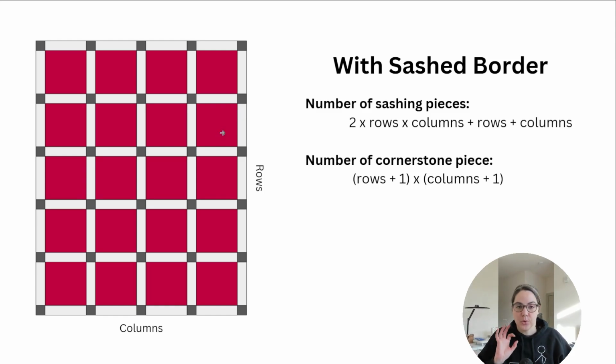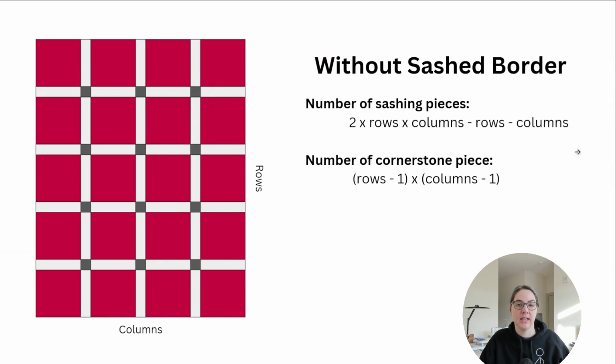Easy. Let's talk about those cornerstone pieces. So that's the little gray squares that go in between. The number of cornerstone pieces for this particular kind of layout is going to be your rows plus 1 times your columns plus 1. So again, in this particular instance, we have 5 rows. So 5 plus 1 is 6, and then we're going to multiply that by columns plus 1, which is 4 plus 1 or 5. So here we're going to have 6 times 5, which is 30, and you need 30 cornerstone pieces. And again, if you go through and count all these things, you'll find that that equals exactly 30. Not too difficult.